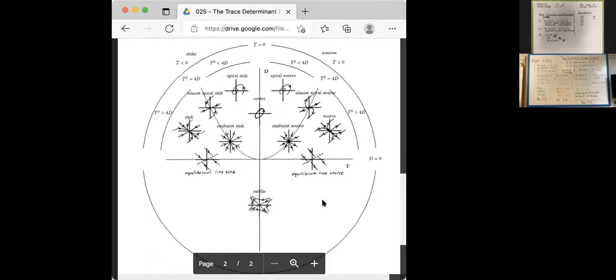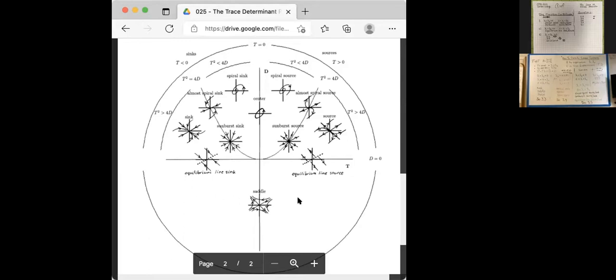Instead of horizontal axis X and vertical axis Y, let's make the horizontal axis T right here and the vertical axis D. And why do I use those two dimensions? Because every matrix has a trace and determinant. And so based on the trace and determinant of a matrix, I can locate it in this chart. Think of this as a navigation chart, as you'd have on a ship or an airplane. And then I can identify it by where it lands on this chart.